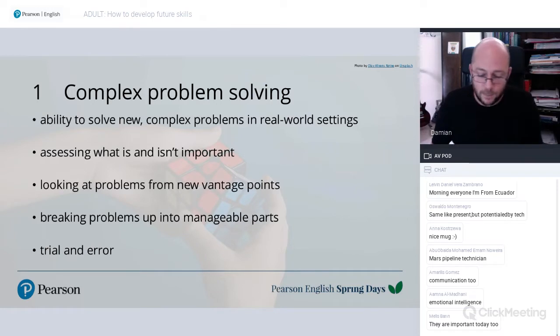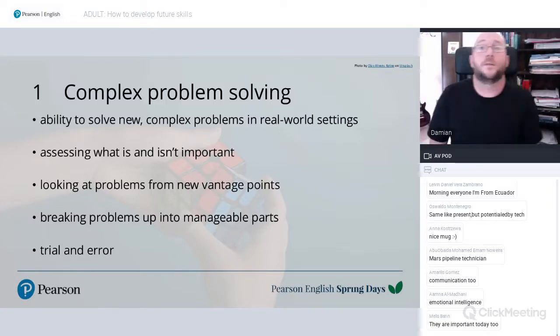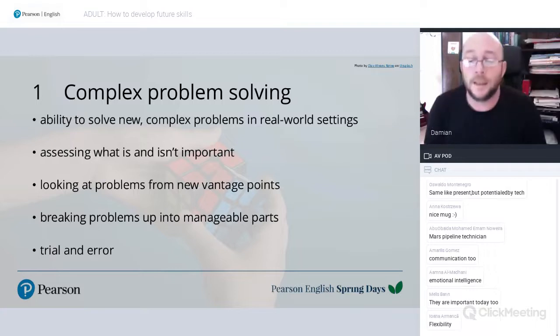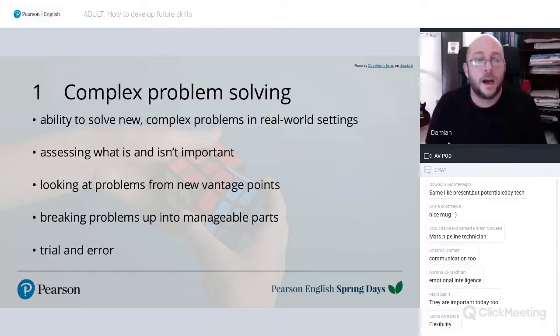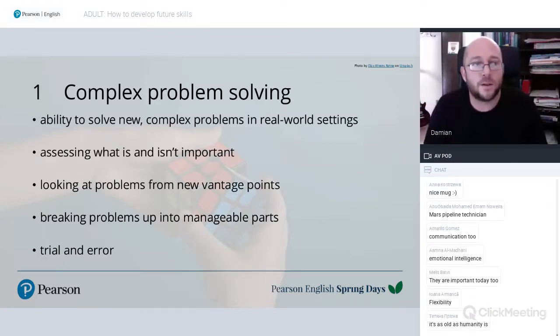So first is complex problem solving. This is the ability to solve new complex problems in real world settings. Being able to solve problems is obviously a very important skill in the world of work and academic study. And as you say, they're important today too. We don't mean problems that we come across every day. We mean new problems, things that we haven't faced before.